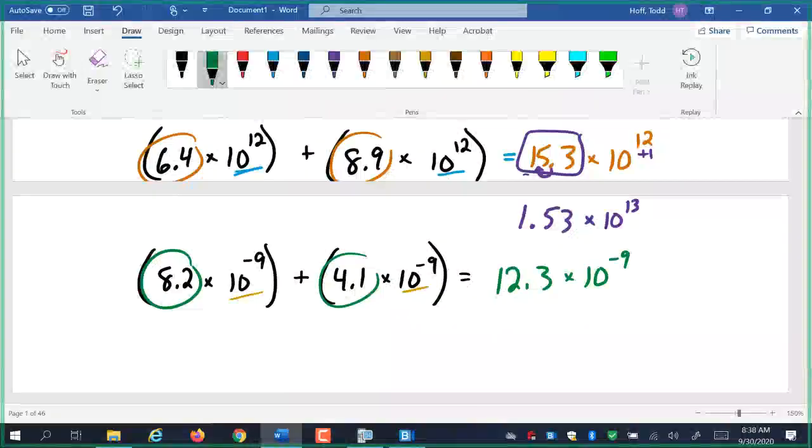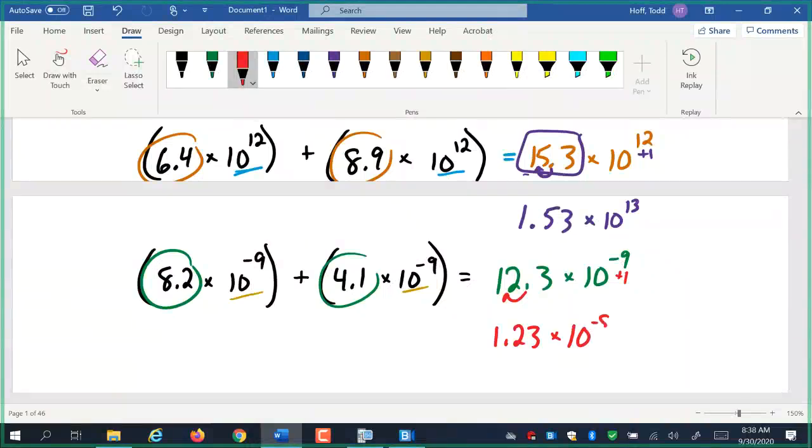Once again, there's 2 digits from that decimal point. We're going to have to move the decimal point over to make that a 1.23. The number got smaller. It went from 12 down to 1.2. So the power has to get larger. But we have to be careful here. It's a negative power. Negative 9 plus 1 is a negative 8. That's 1.23 times 10 to the negative 8.